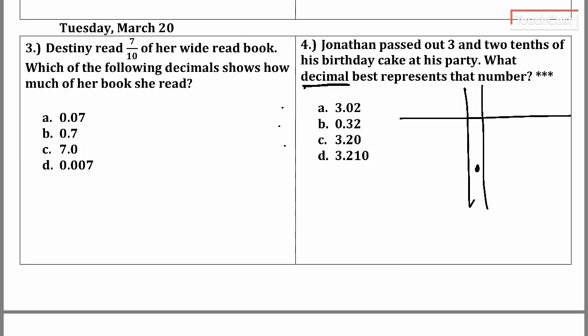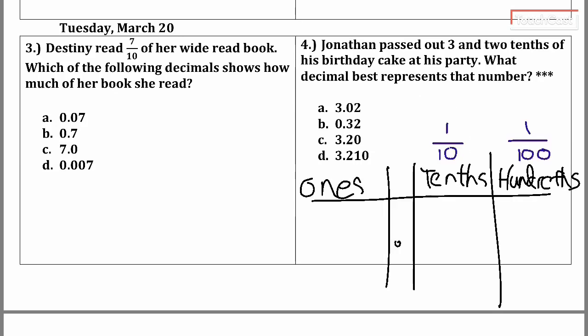I have my decimal point. I know that this is my ones place or my whole number. And then I have my tenths, which represents the fraction 1 over 10. And I have, this looks terrible, and hundredths, which represents the fraction 1 over 100. I'm going to redo this. Ah, there we are. Much better.